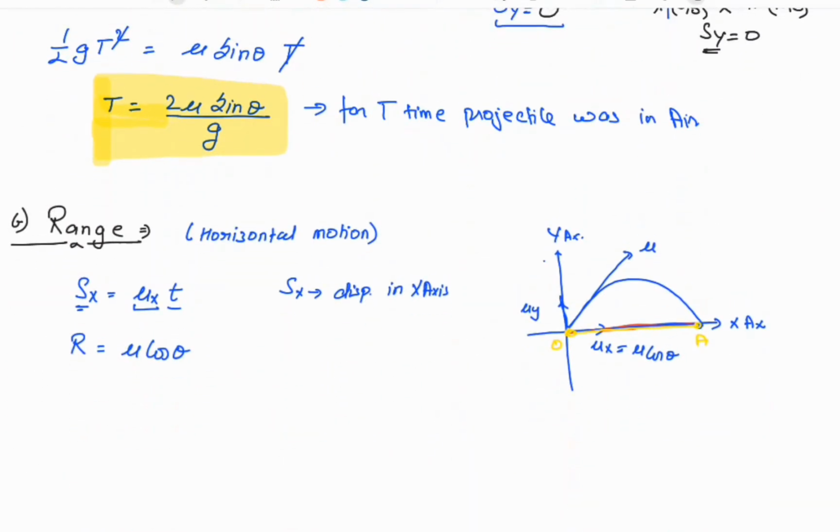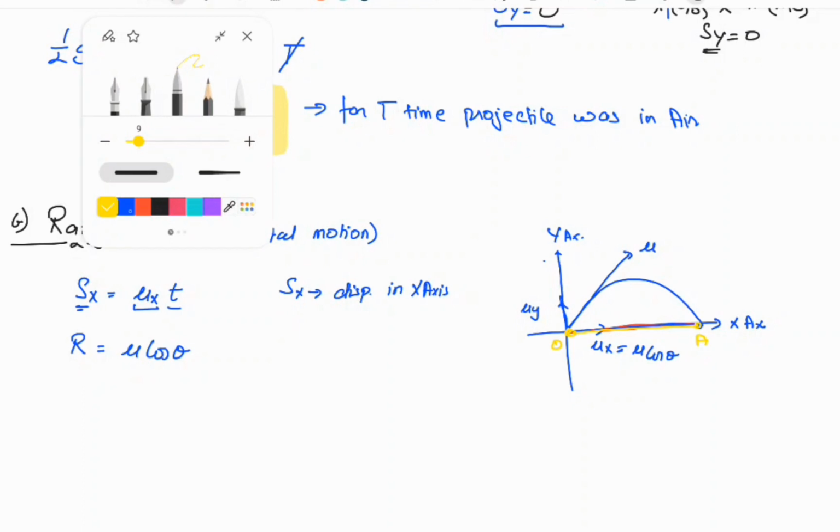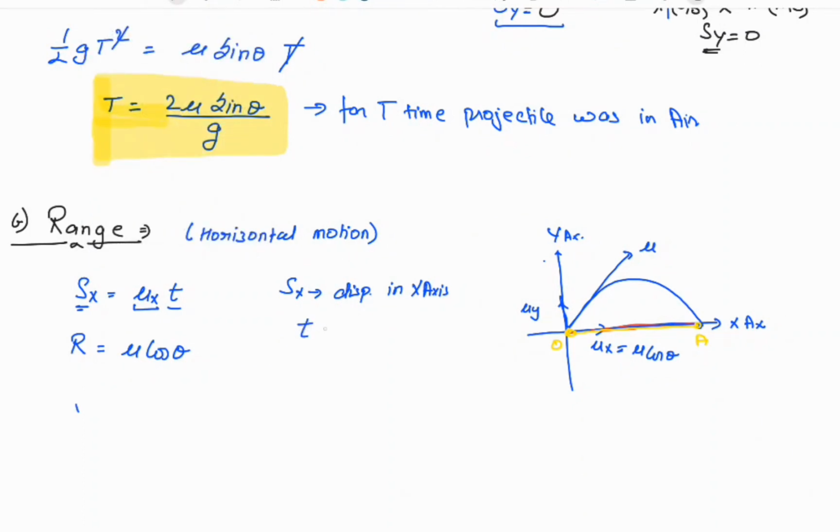In order to calculate the range, we are going to put the value of t as the time taken by the projectile to cover a distance of R, which is 2u sin theta upon g. Now, the same value of t I am going to put in this formula. It means the range will be equal to u cos theta multiplied by 2u sin theta divided by g.